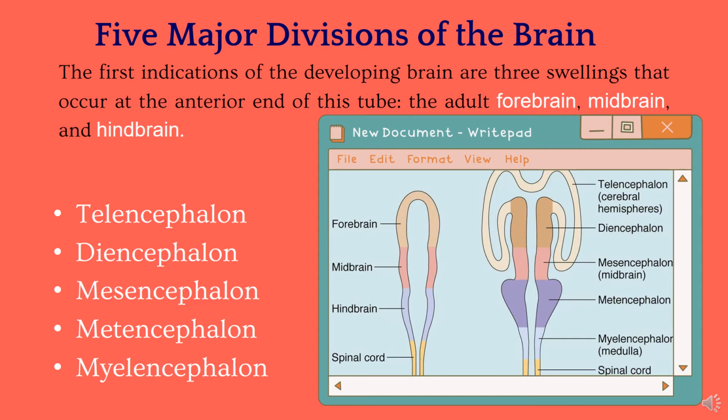Before birth, the initial three swellings in the neural tube become five. This occurs because the forebrain swelling grows into two different swellings, and so does the hindbrain swelling. From anterior to posterior, the five swellings that compose the developing brain at birth are the telencephalon, the diencephalon, the mesencephalon, the metencephalon, and the myelencephalon.